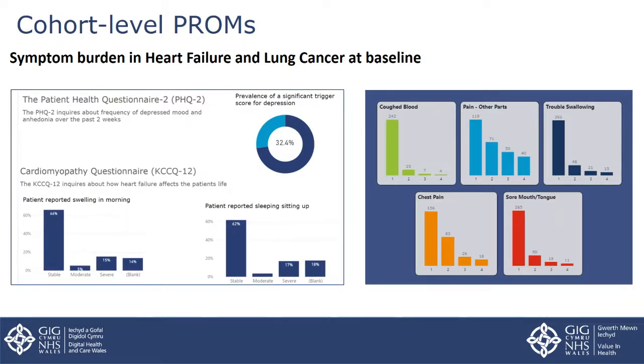The screenshot above shows some visualizations of heart failure PROMs on the left and lung cancer PROMs on the right. Here we've simply used the first PROM in the dataset for each patient to represent a baseline measure of symptom burden and patients attending clinic. Patients may be at different stages of disease when they first attend, but this also gives the clinician an indication of the main symptoms being reported by their patients.